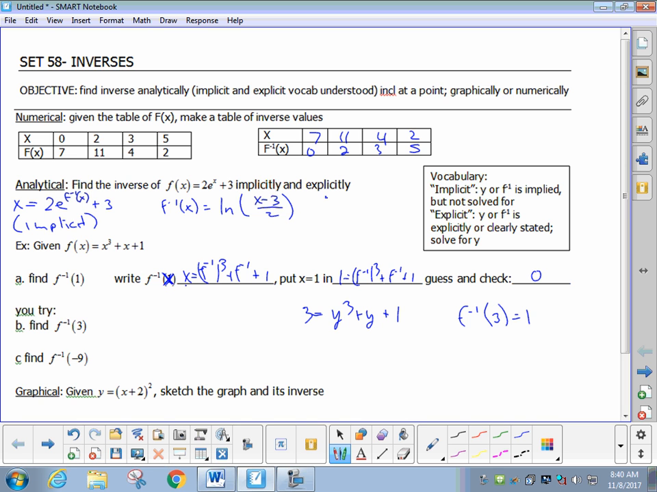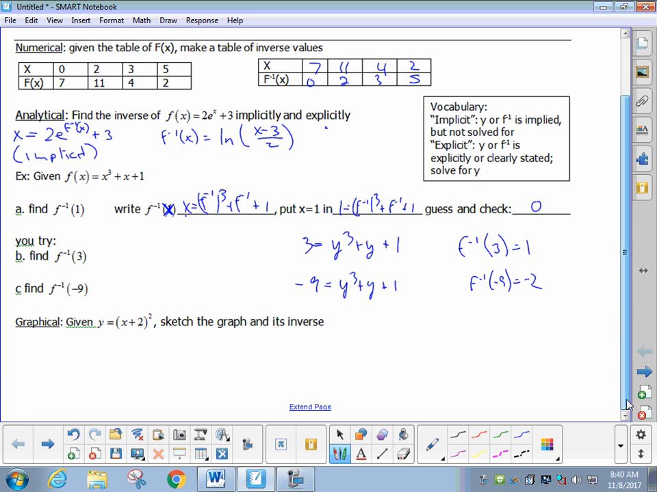What about f inverse at negative 9? Negative 9 equals something cubed plus y plus 1. Negative 2. Yeah, f inverse at negative 9 equals negative 2. I think we can see it's going to have to be a negative, and negative 1 isn't big enough. Negative 2 works. Okay? You understand what I need you to be able to do?